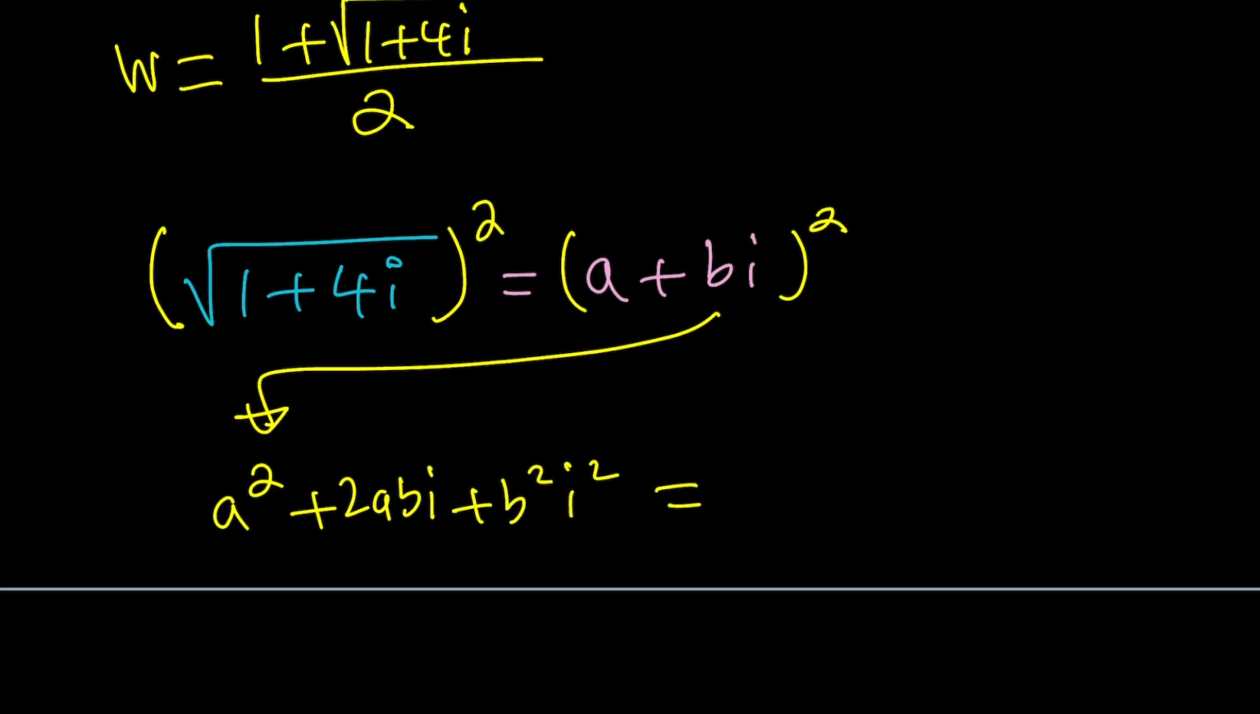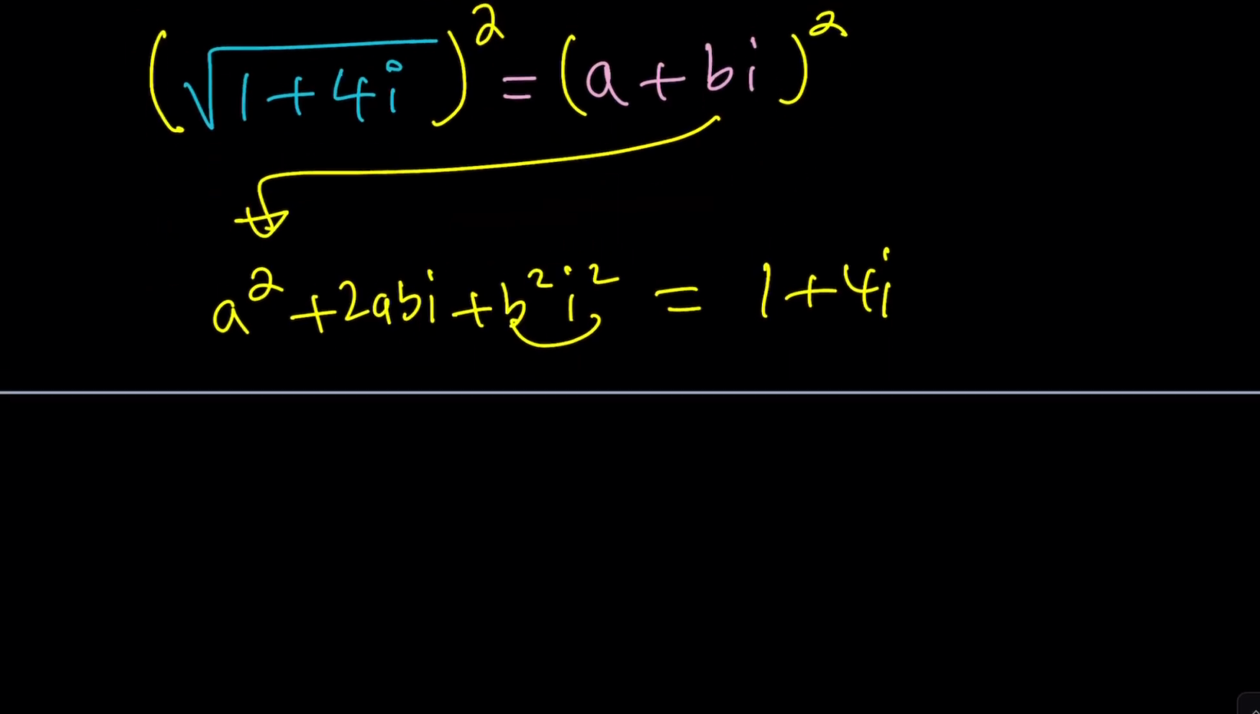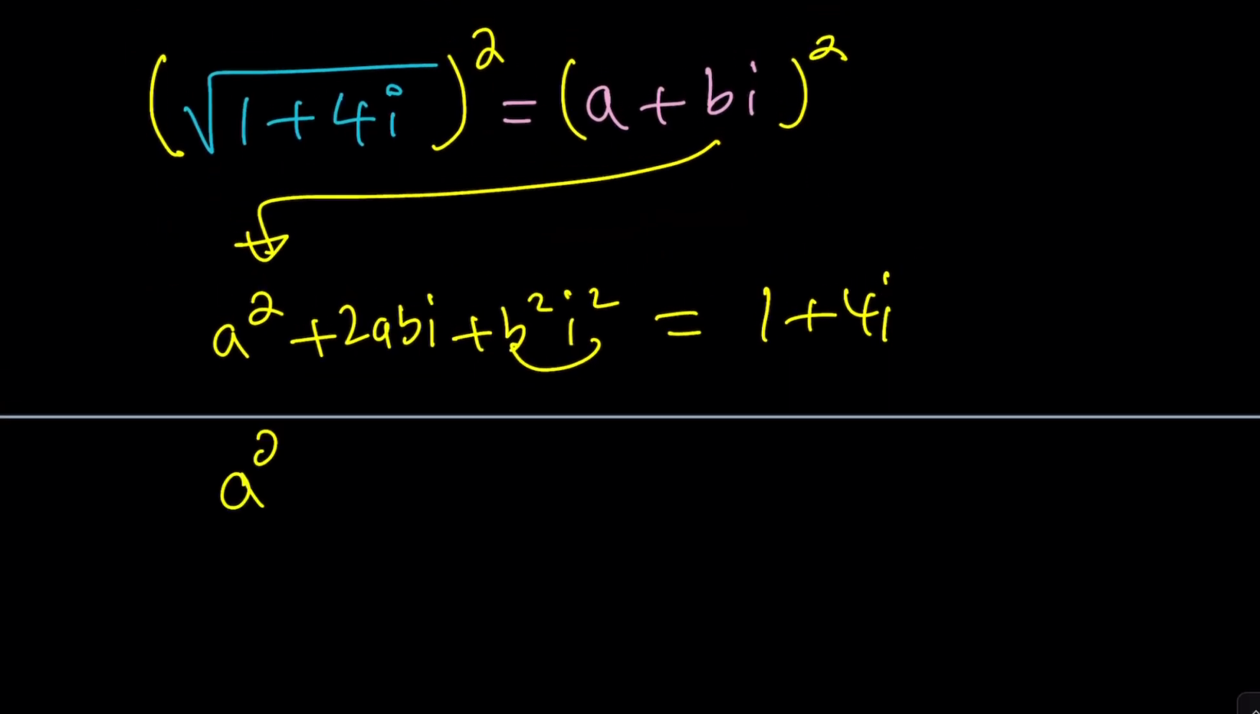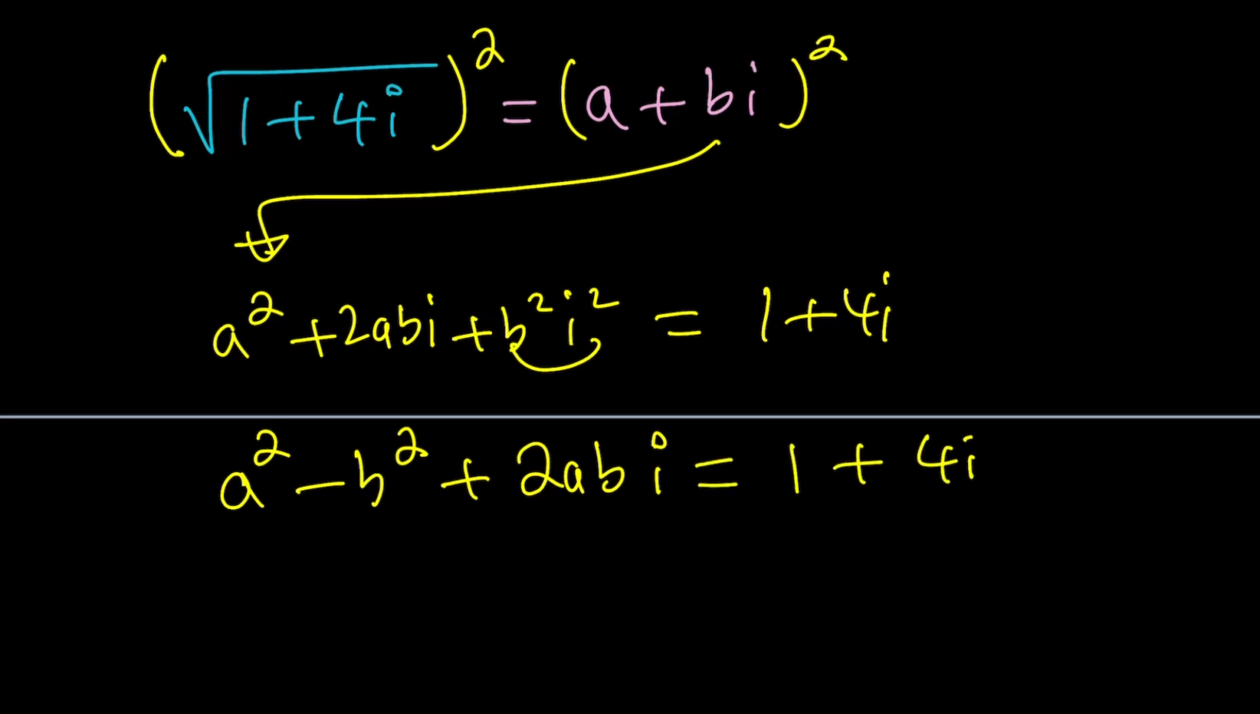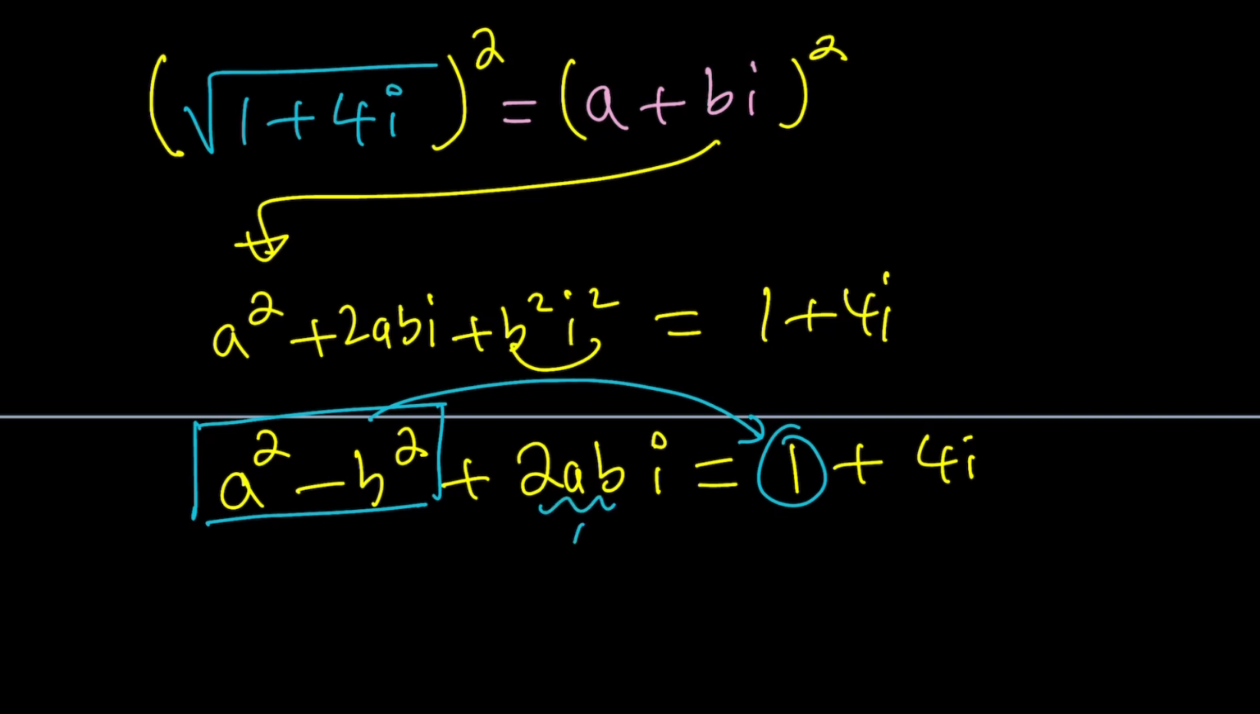But remember, i squared is equal to -1. So this becomes negative b squared, and I can put a squared with b squared. That's going to make up the real part. And then 2ab is the imaginary part. And I have a real part and an imaginary part. Awesome. One-to-one correspondence. So this needs to be equal to 1, right? That's how complex numbers are equal. And this needs to equal 4.